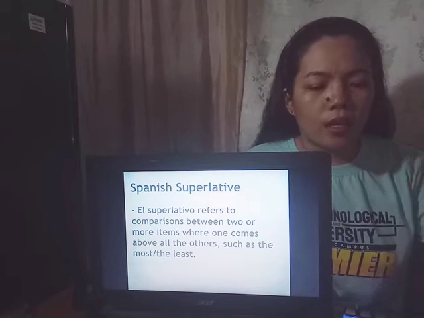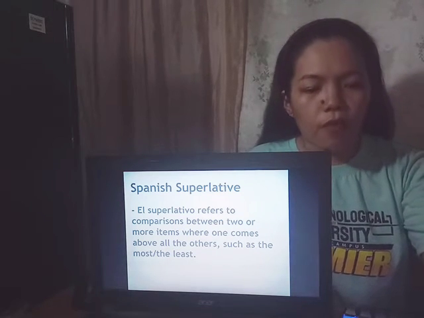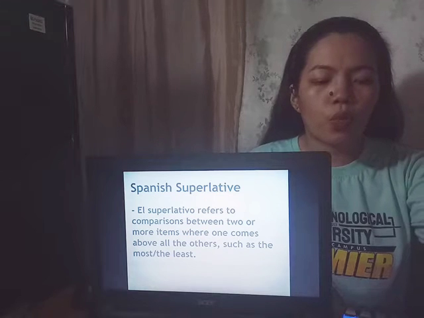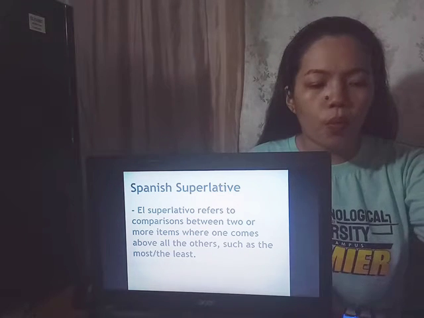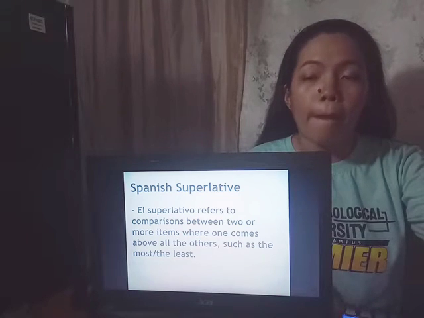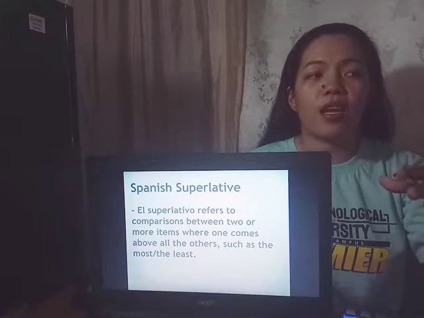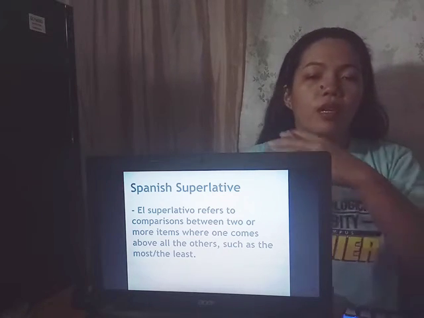So, superlative in Spanish, el superlativo, refers to comparison between two or more items where one comes above all the others, such as the most or the least, the very most or the very least.